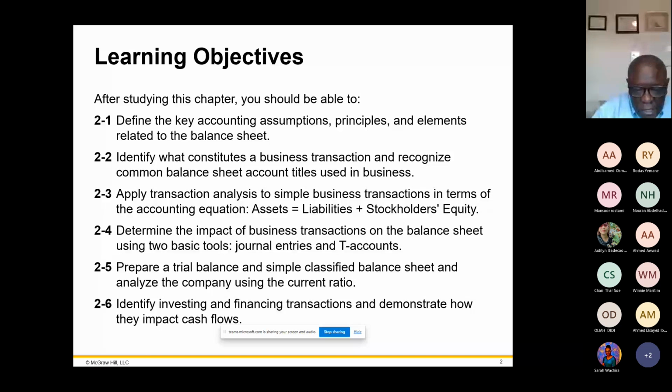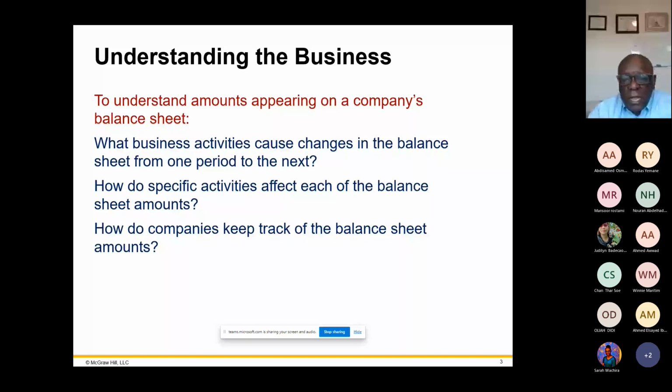We'll also prepare a trial balance, classify the balance sheet, and analyze a company using the current ratio. The current ratio is always a measurement of liquidity, current assets divided by current liabilities. Then identify investing and financing transactions and demonstrate how they impact cash flows. To understand amounts appearing on a company's balance sheet, we have to look at the activities and how those specific activities affect each of the balance sheet items. And for the balance sheet, who can tell us the components of the balance sheet?